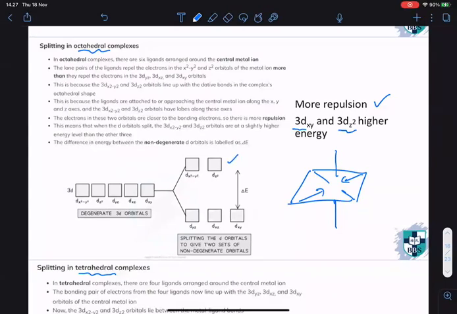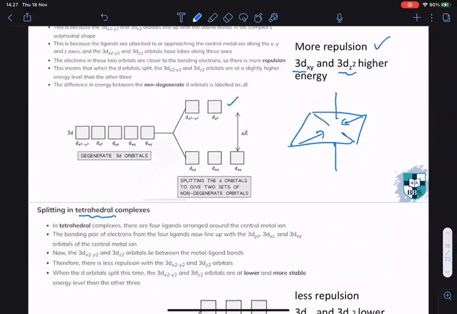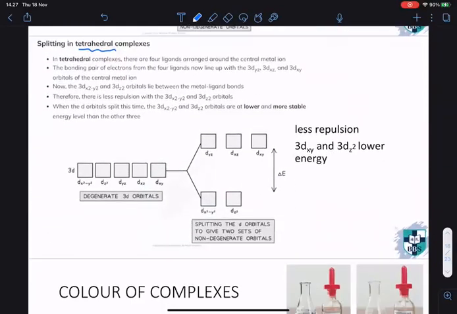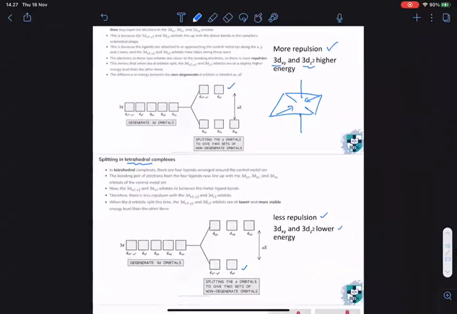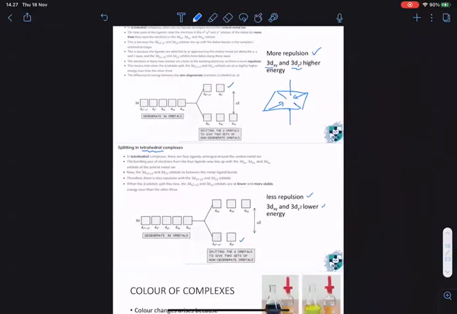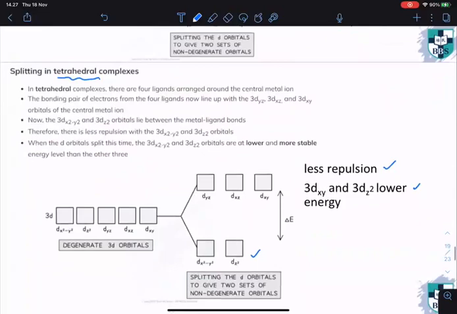And then the concept to absorb the energy and so on is still the same. But when it comes to tetrahedral complexes, there is going to be less repulsion to the two orbitals. What will happen? The two orbitals, they will still split into non-degenerate orbitals, but they are going to split to lower energy level. That is the difference. This diagram is not found in your textbook. They have included it in the new syllabus.